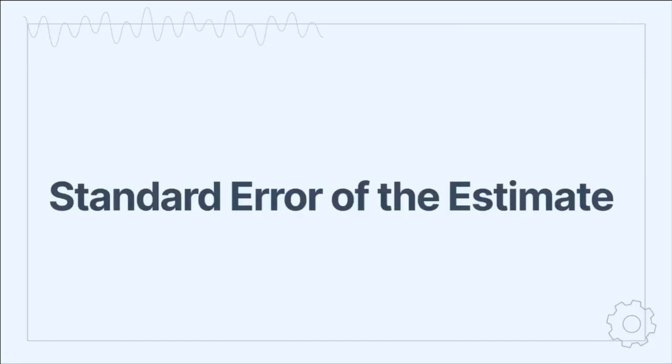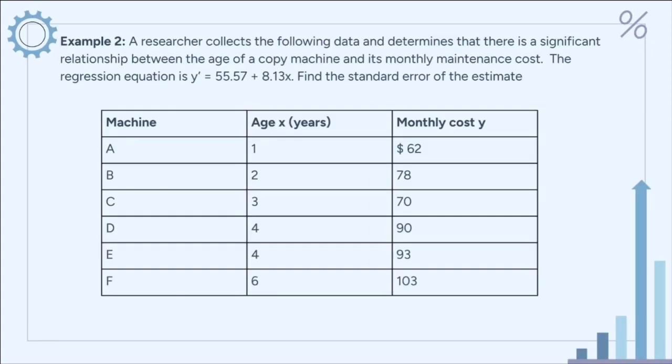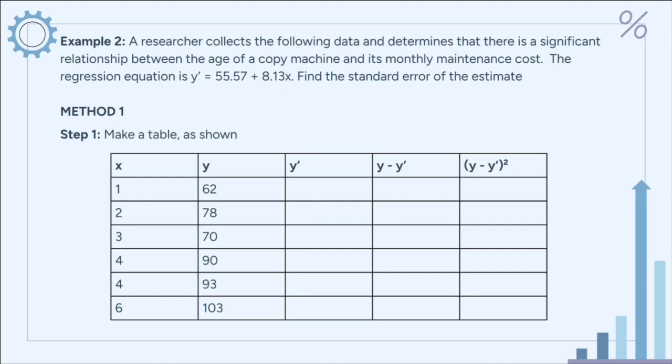Standard error of the estimate. There are two methods to find the standard error of the estimate. One uses the unexplained deviation and the other uses x and y. Using this example, we can make a table with the x values, y values, predicted values, the differences of the y values minus the predicted values, and the squared answers of the differences of the y values minus the predicted values.